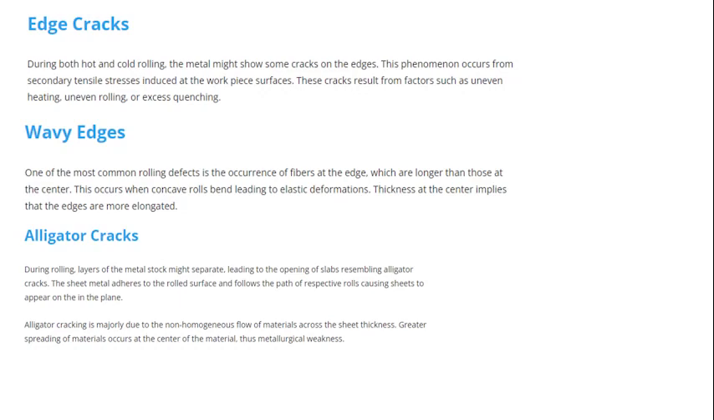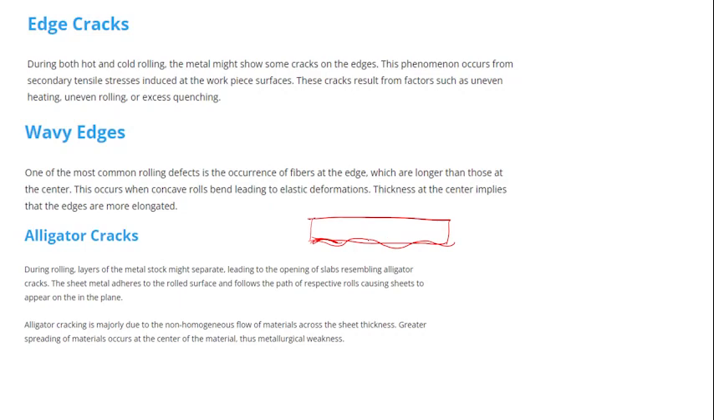Then the wavy edges. Wavy edges are very common. It is the most common rolling defect, and it happens because of the fiber at the edge. Suppose you're rolling and your elastic deformation is higher. You have rolled, you're doing plastic deformation, but some elastic deformation and some elastic recovery happened, and that is why it is trying to regain the original shape a little bit, and because of that some wavy edges will form, unevenness will form.